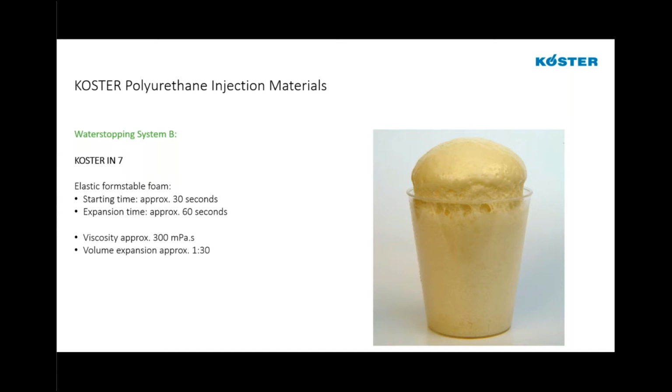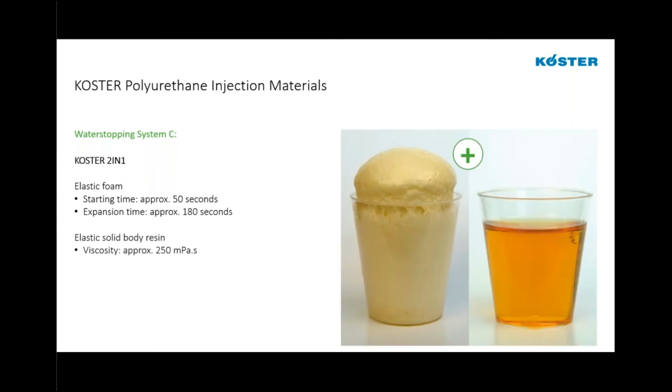This is where we come to the KOSTER 2-in-1. It's a hybrid product. Obviously, we saw the system with the Ion 1 and the Ion 2. The KOSTER 2-in-1 is a system that can kind of do it all. So this is a product that when it reacts with water, it forms an elastic foam that expands and kind of fills any voids and works like a normal injection product. When it doesn't react with water, it forms an elastic solid body resin that obviously gives us some of that flexibility and the longer lasting body.